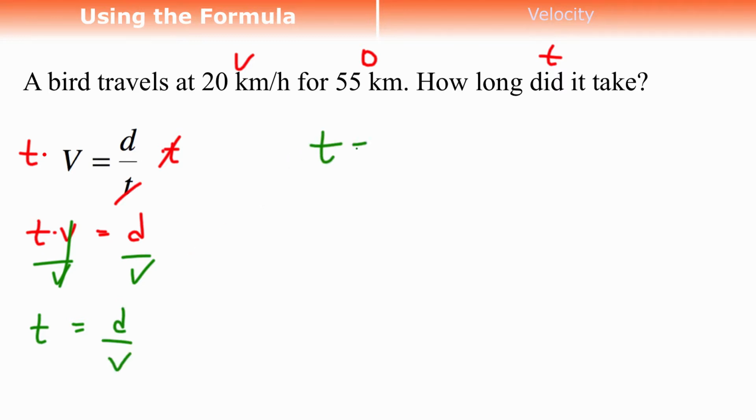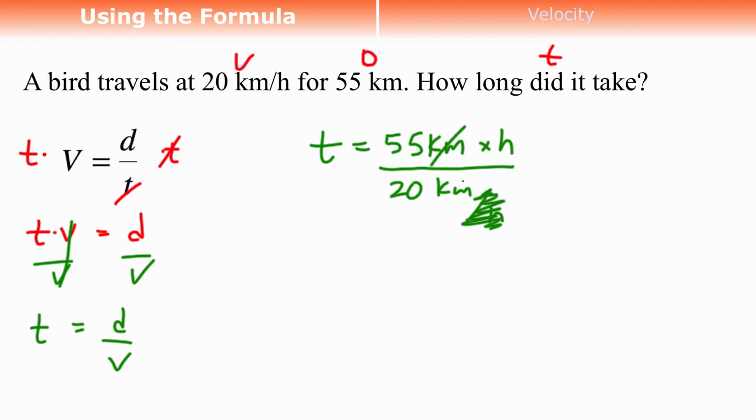Okay, so let's plug in the numbers. Time is equal to the distance, 55 kilometers, divided by the velocity, 20 kilometers an hour. Notice now what I'll do here. Instead of writing a per hour down here, that gives me two fraction lines. So an easy way to do that is, if this is a fraction line, just put the per hour over this one. So you'd put it on the top. So the kilometers cancel and you're left with hours, which is what we're looking for.